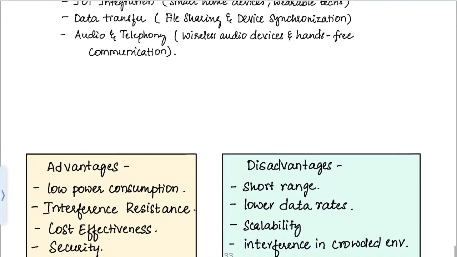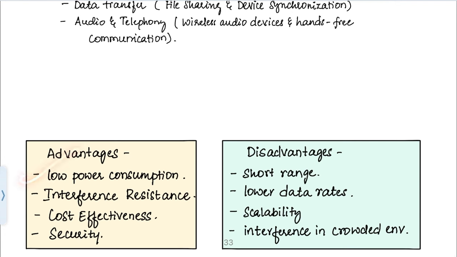Speaking of advantages, low power consumption, making it ideal for battery powered devices. Then we have interference resistance. That is, we make use of FHSS and AFH, which will minimize interference if there is any crowding happening. Then we have cost effectiveness. It is widely available and inexpensive to implement. Speaking of security, we have encrypted communication and service level security, which enhances the protection.